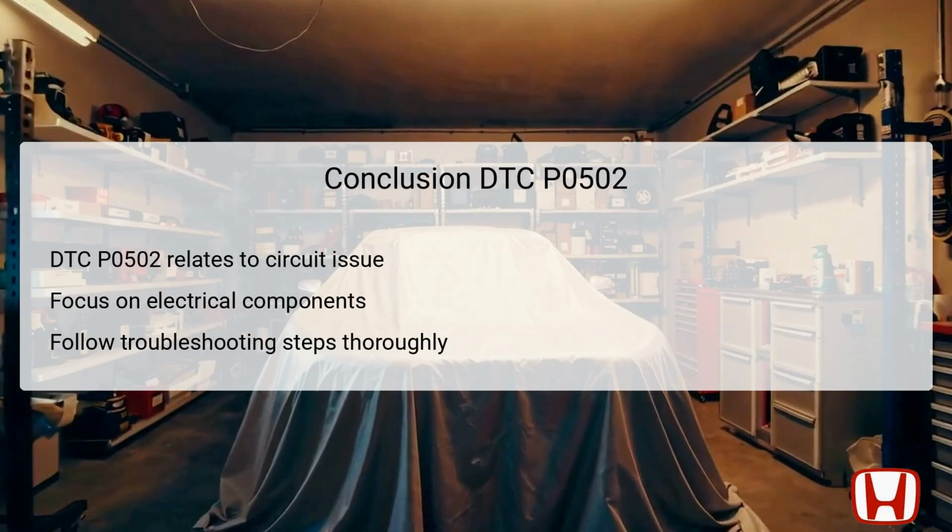In summary, DTC P0502 signals an electrical circuit issue related to the CVT speed sensor, emphasizing the importance of diligent troubleshooting. Recognizing that this DTC is not caused by mechanical failures in the transmission guides the technician toward a systematic approach, prioritizing electrical connections and sensor integrity. Each troubleshooting step is essential for isolating the fault.